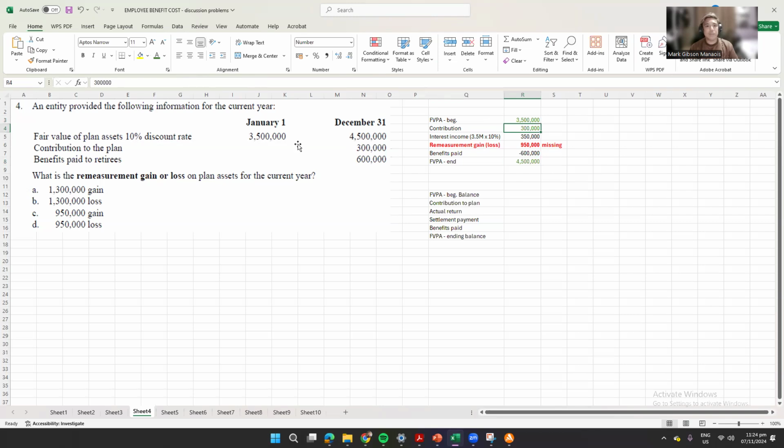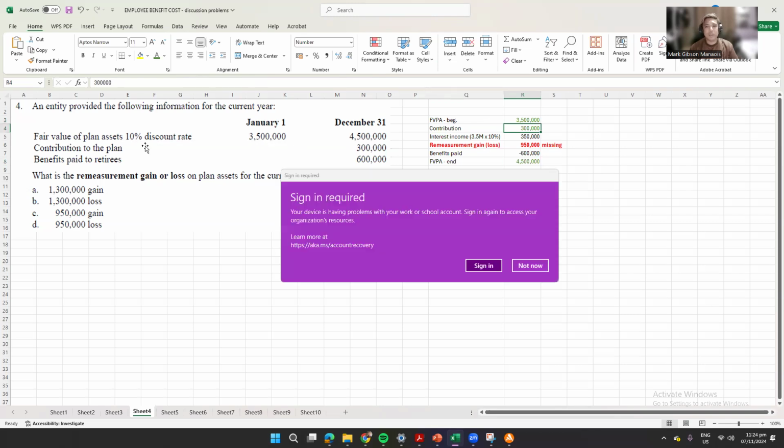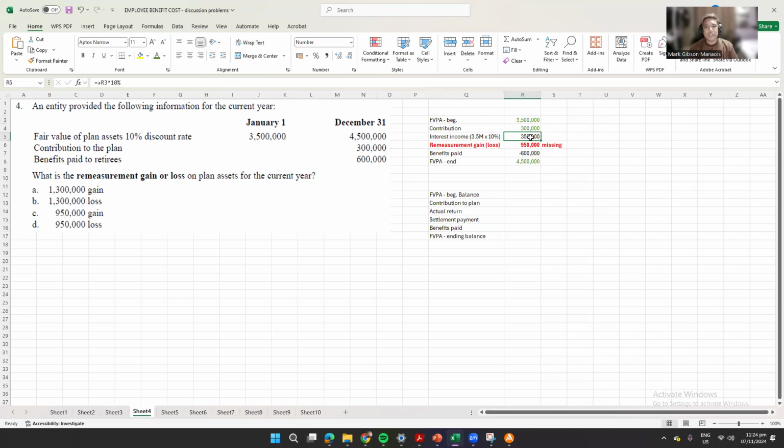Interest income. So paano yun? That's 3.5 multiplied by 10%. So that's 350,000. Benefits paid to retirees, so minus 600,000. Ito class, ito yung medyo tricky. Alam mo na ang ending is 4.5, di ba meron nga tayong template. So we have to compute how much would be the gain or loss, no?